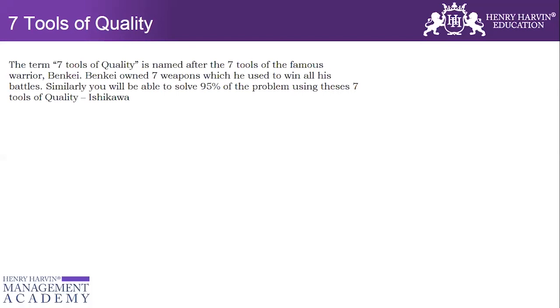Now I would like to introduce you to the 7 tools of quality. These are called the 7 golden tools of quality, which are very important in the Six Sigma, Green Belt, Black Belt, or any of the programs that we go for. The term 7 tools of quality is named after the 7 tools of the famous warrior Benkei. Benkei owned 7 weapons which he used to win all his battles. Similarly, as per the standard, we will be able to solve 95% of the problems using these 7 tools of quality, which are medium impact in nature.